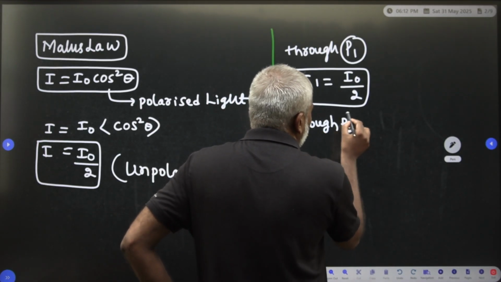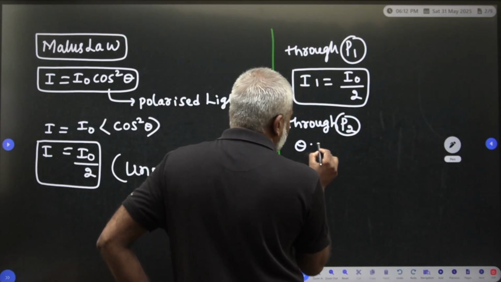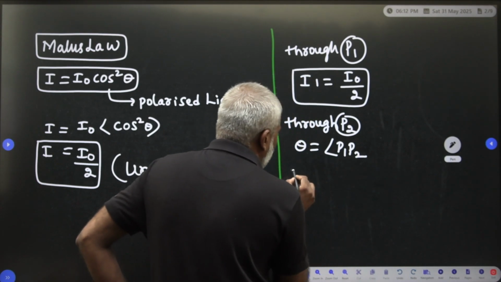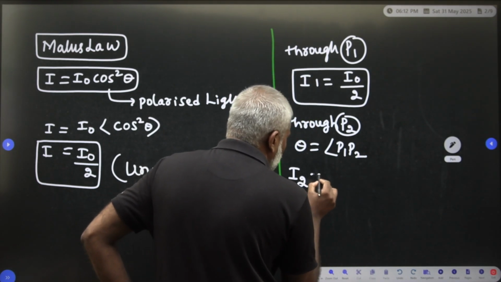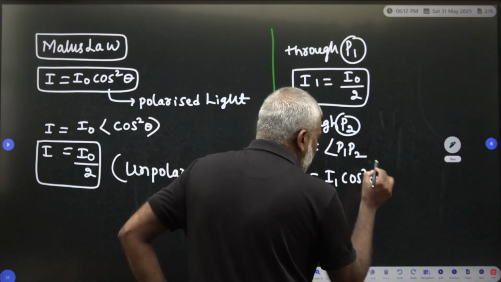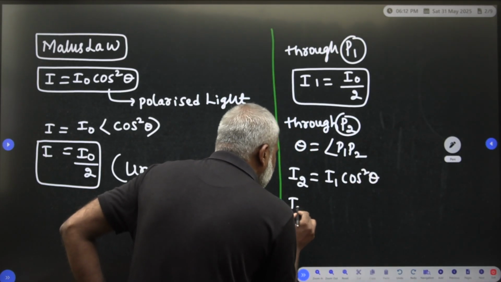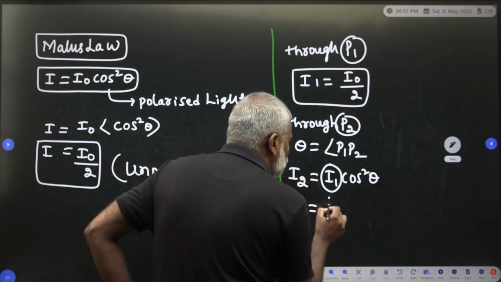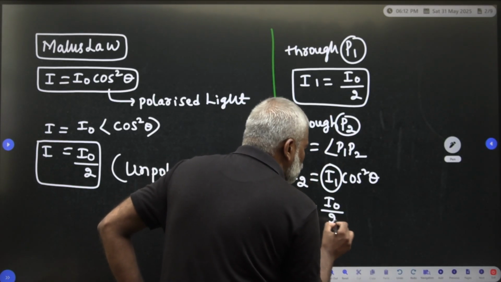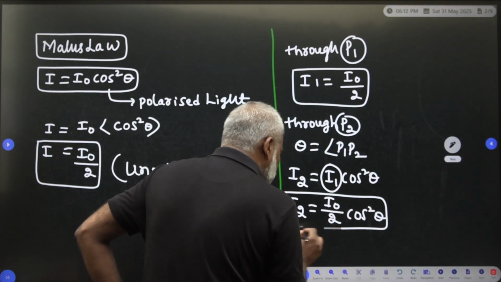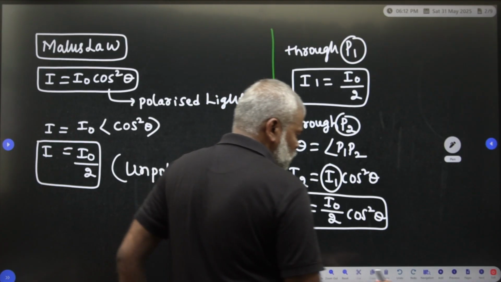Through P2, there is a theta angle, the angle between P1 and P2. Therefore I2 is equal to the incident intensity I1 into cos square theta. What is the incident intensity? I1 is equal to I naught by 2, so I2 is equal to I naught by 2 into cos square theta. Clear? I naught by 2 into cos square theta we have to write.